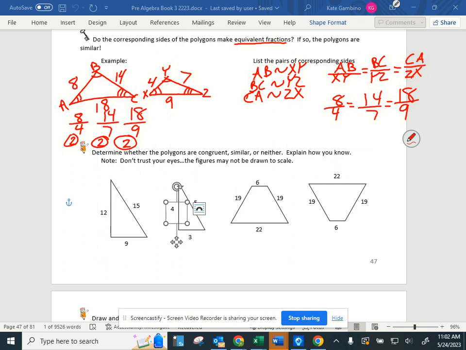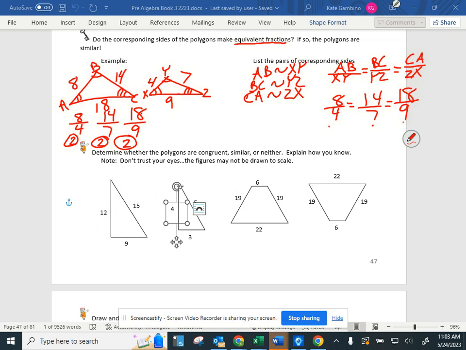So when we are looking at our polygons, we are going to first look to see if they're congruent. Do they all have the exact same measurements? Easy peasy. Congruent, they're identical, same shape, same size. To see if they're similar, you have to do the math for every side. Because sometimes we'll have two sides that are proportionate, then the third side is not. So you have to check every side to see if they're all equal each other.